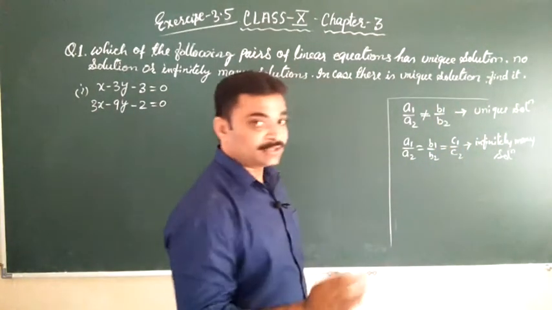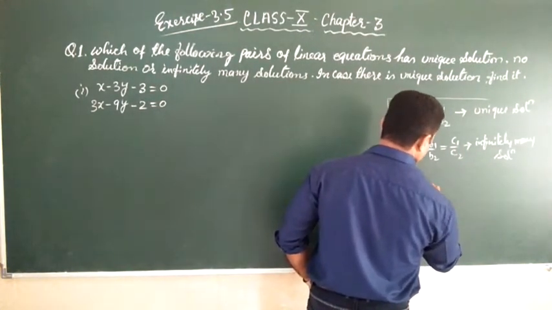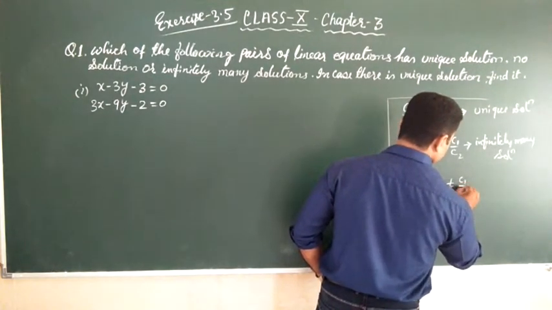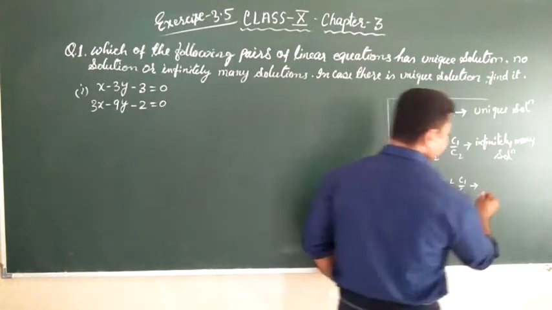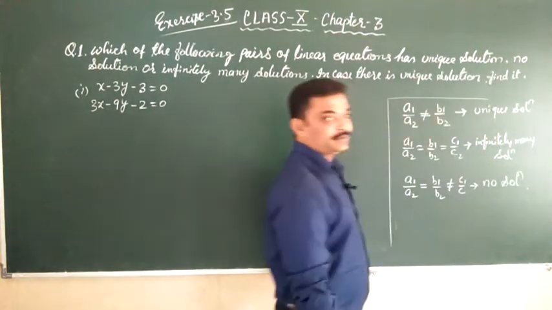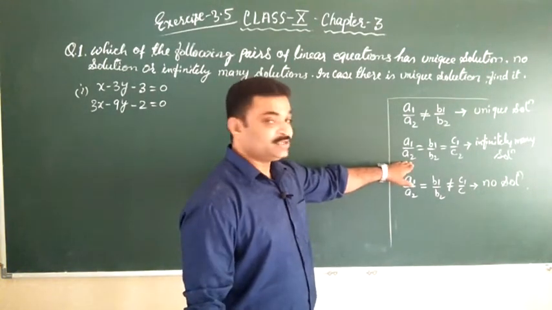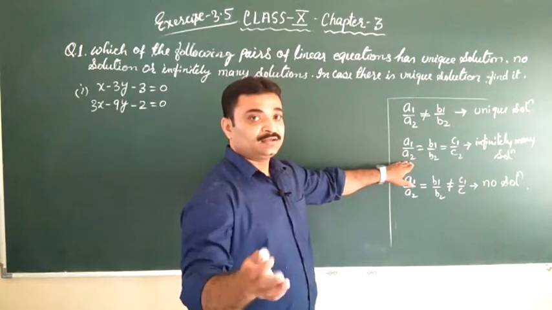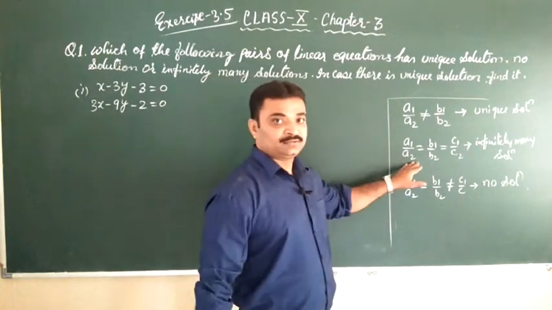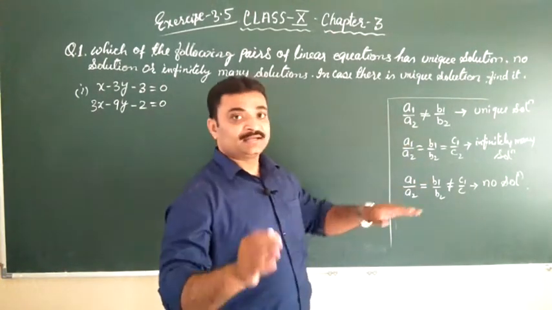Clear? And the third condition was A1 upon A2 is equal to B1 upon B2 is not equal to C1 upon C2. That means we don't have any solution, or we will write no solution. In this condition, lines are parallel. In this condition, lines are on each other, that is, dependent equations, and in this condition lines are intersecting.